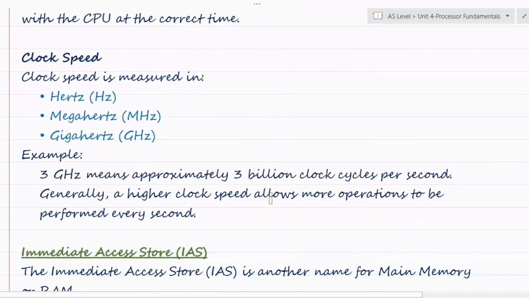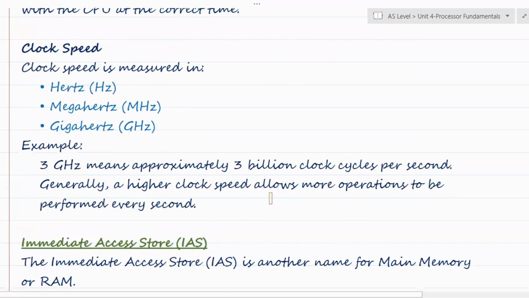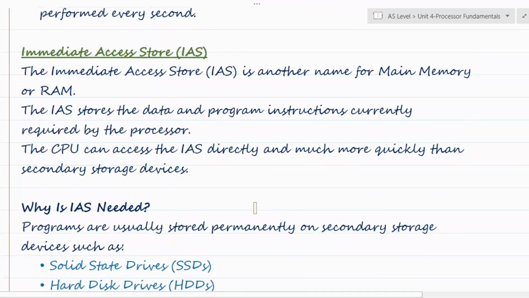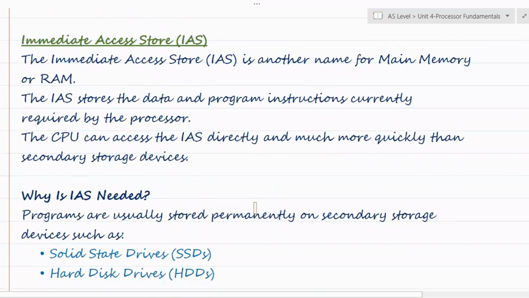Now, clock speed is measured in hertz, megahertz, gigahertz, etc. Now, let's move on to the final component for today's video, that is immediate access store, IAS. Now, immediate access store is just another name for RAM or main memory. The IAS stores the instructions and data currently needed by the processor. The CPU can access IAS directly and much faster than secondary storage.